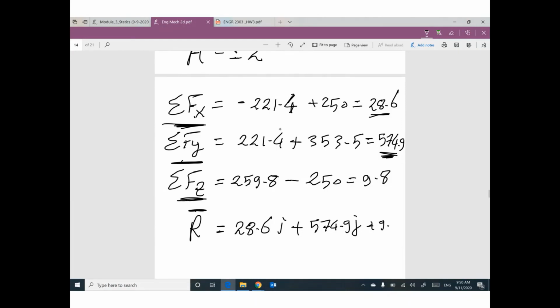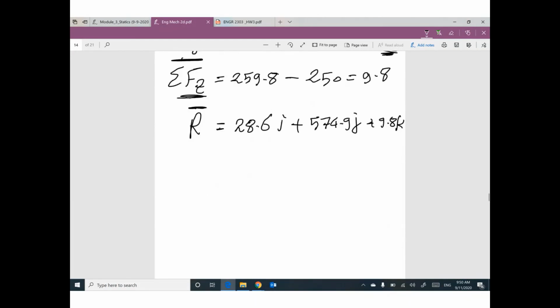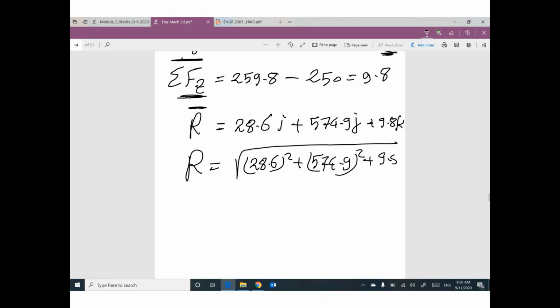If you are looking for the final value of the resultant force, it will be the square root of this component squared plus this component squared plus this component squared. So I can figure out the final value of the resultant force under the square root. It will be 575.7. Here is the resultant value.